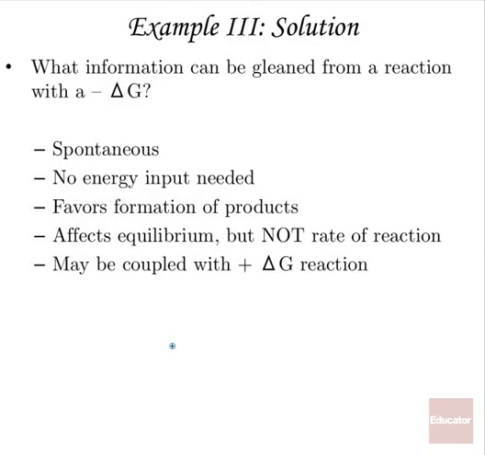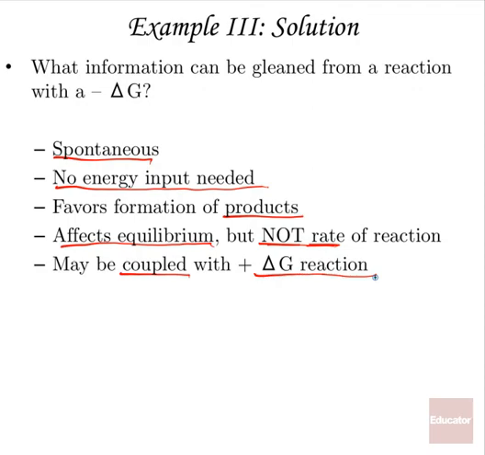So, a negative delta G reaction is going to tell you that a reaction is spontaneous, that no energy input is needed, and in fact, it gives off energy to the system. It will favor the formation of the products. Negative delta G affects the equilibrium, but not the rate, and it may be coupled with a positive delta G reaction to force that to proceed.